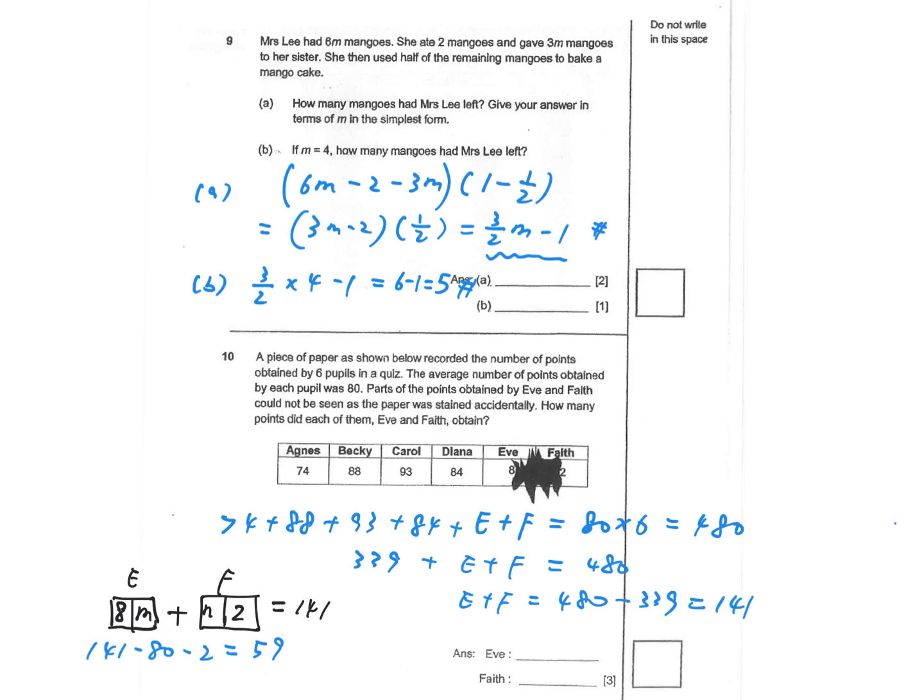And we are very sure that the ones digit should be filled up by m. And we're also very sure that the tens digit belongs to Faith's missing score n, right? In this way, we can confirm the score for Eve should be 89. And we can also confirm the score for Faith should be 52. Okay, these are our answers.